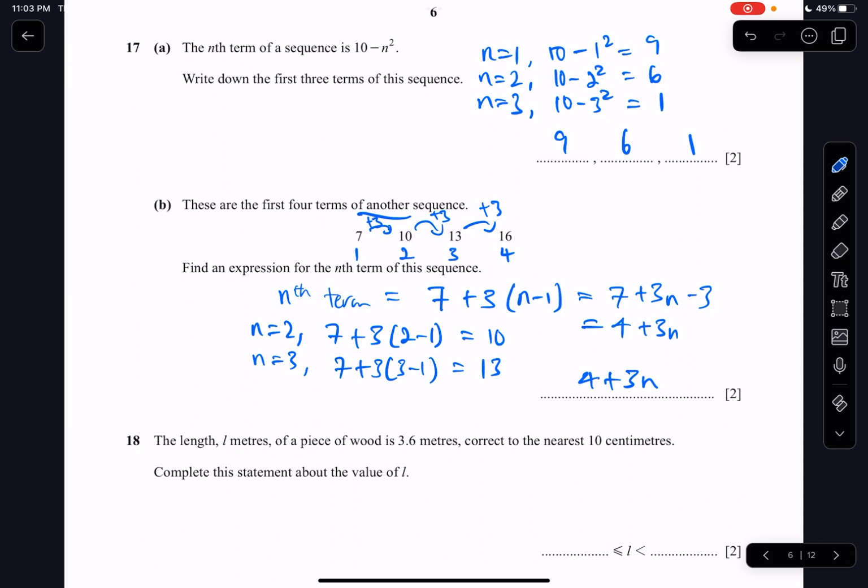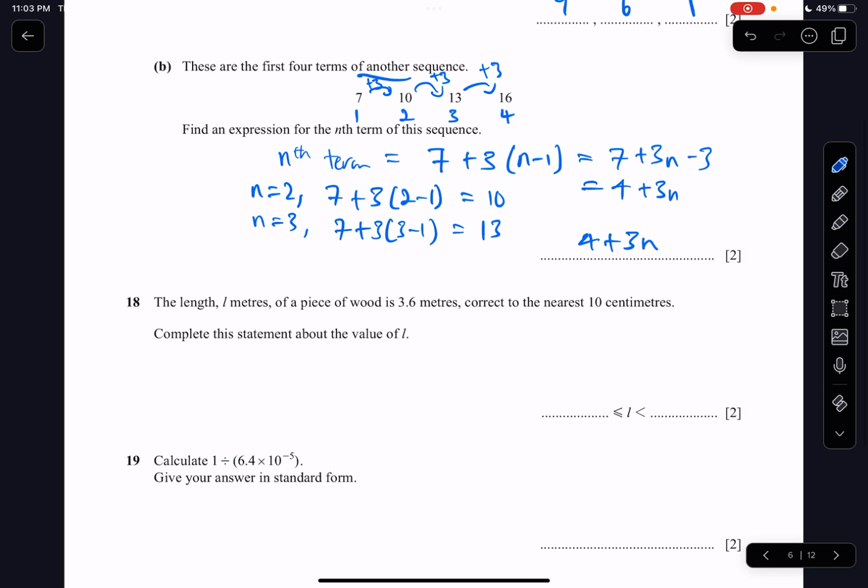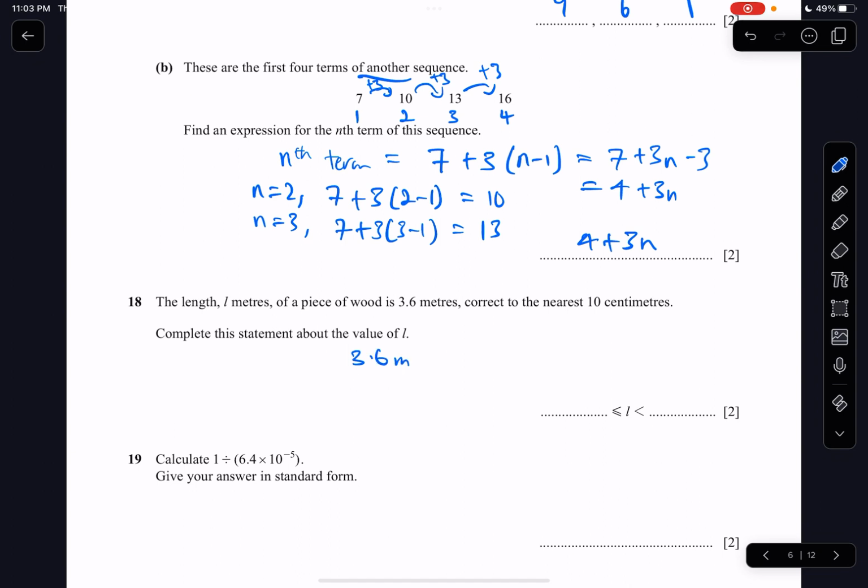Next. The length L meters of a piece of wood is 3.6 meters, correct to the nearest 10 centimeters. Complete this statement about the value of L. So I need to deal with inequalities here. I know that 3.6 meters is correct to the nearest 10 cm. This is 360 cm because 1 meter is 100 cm.